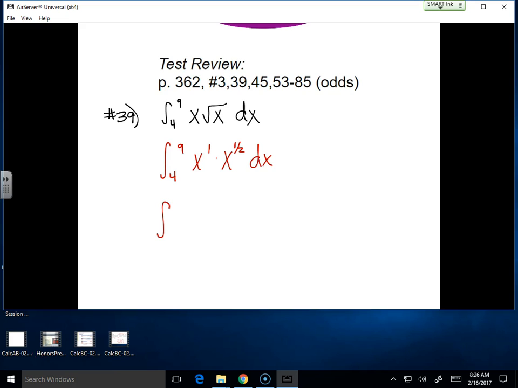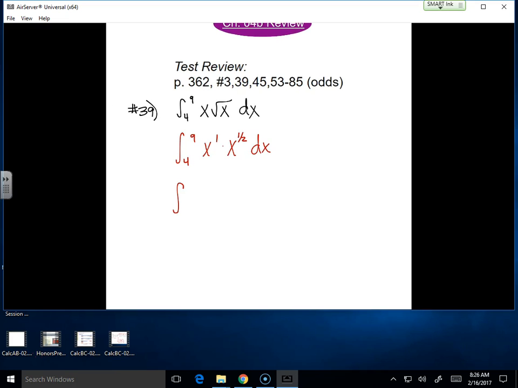Can I combine those since they have like bases? It's going to be x to the what? 1.5. Remember, like bases, you add the exponents, so 1.5 becomes 3/2. Ooh, yeah, he was hiding from us, but now we got him in our sights, right? What rule do we have to use? FTC, but in order to do FTC, we got to anti-derive first, right? We got to do this integral.